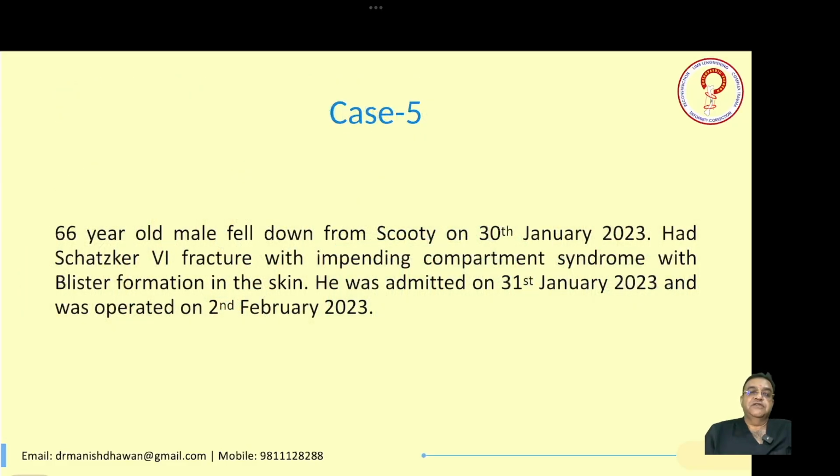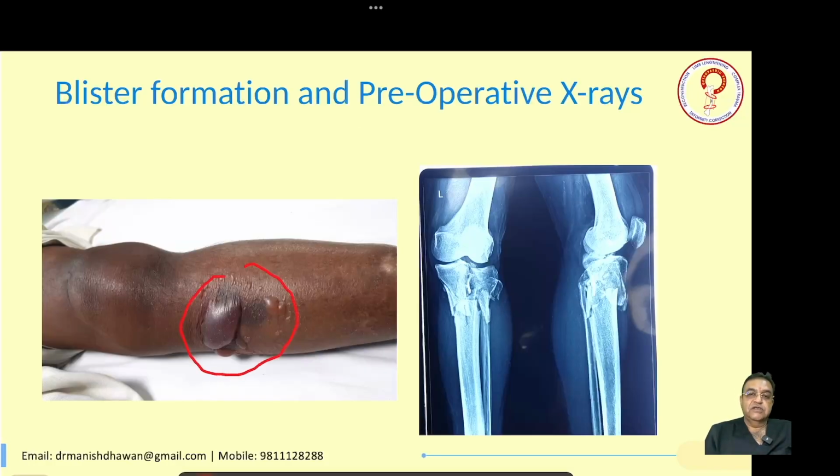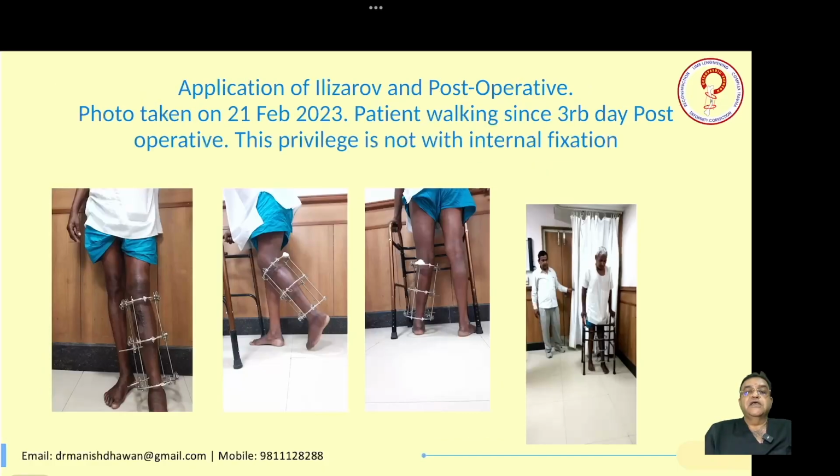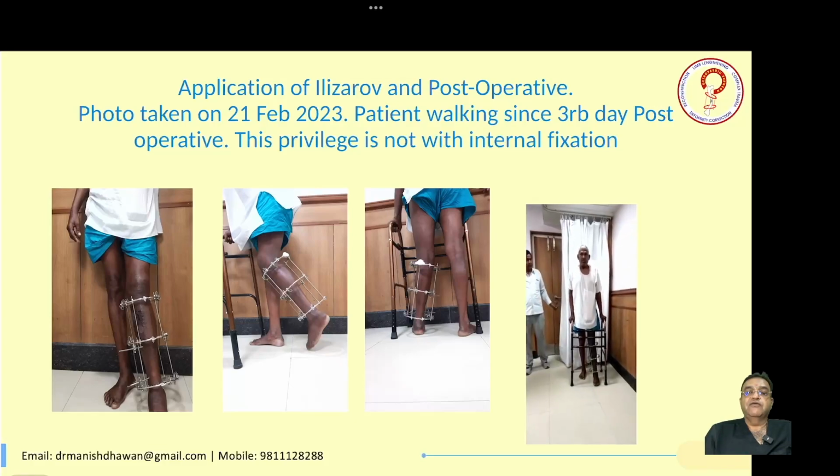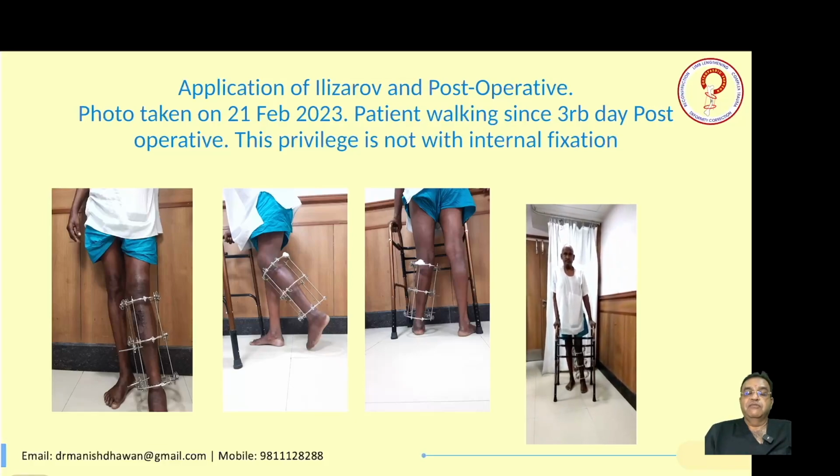Now coming to case 5, this is a 66-year-old male who fell down from a scooty and had a Schatzker 6 fracture with compartment syndrome and blister formation on the skin, and he was admitted on 31st January 2023 and operated after 2 days. You can see the blister formation and a very bad type of fracture extending till the diaphysis. So this is a complex fracture pattern. Similarly we put cannulated screws and a 3-ring frame, and you can see the patient's walking video with the Ilizarov frame on.